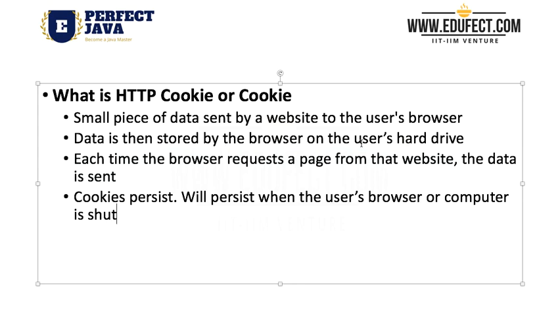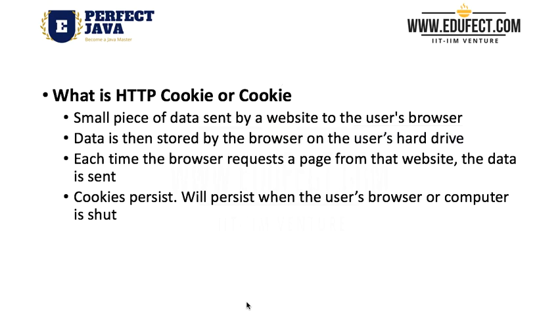And because we saw that it's stored on the user's hard drive, cookies persist, which means they maintain themselves. They will persist when the user's browser is closed. So if I close my browser or even shut down my computer, restart it, and then open my Chrome browser again, my cookie will persist. As long as per the code the cookie has been kept alive, it will persist. So this is what a cookie is.